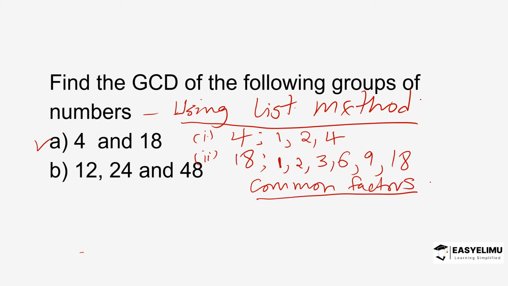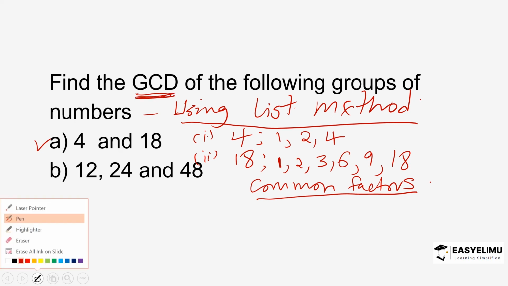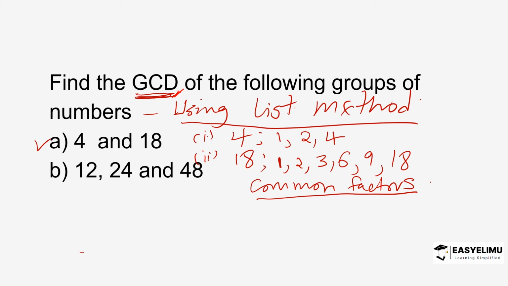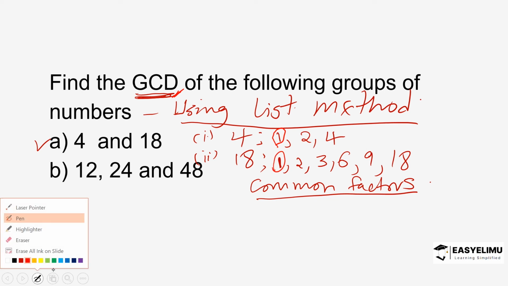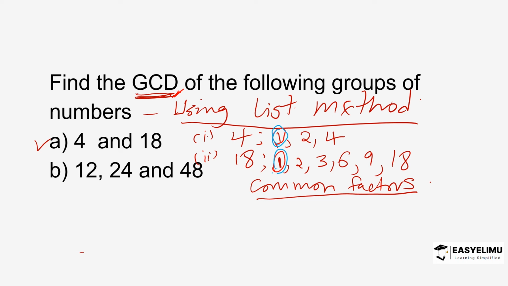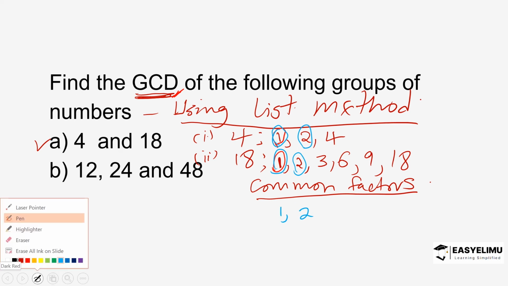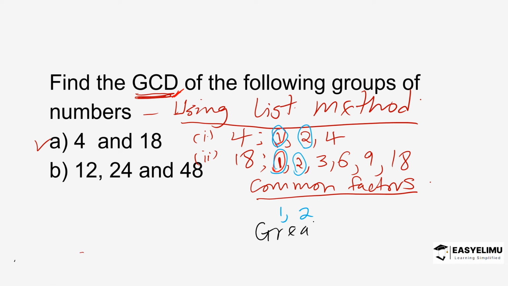Common factors. So where are the common factors? Remember, we are finding the greatest common divisor. Remember I said a divisor here, we can also use factors. It simply means the same thing. So common factors, we have 1 as a common factor here. We have 2 as a common factor, and actually that is all. So common factors, we only have 1 and 2. Then now we check the greatest. We say greatest because they could be more than 2. So the greatest common factor is 2. You can see we have 1 and 2, and the greatest is 2.